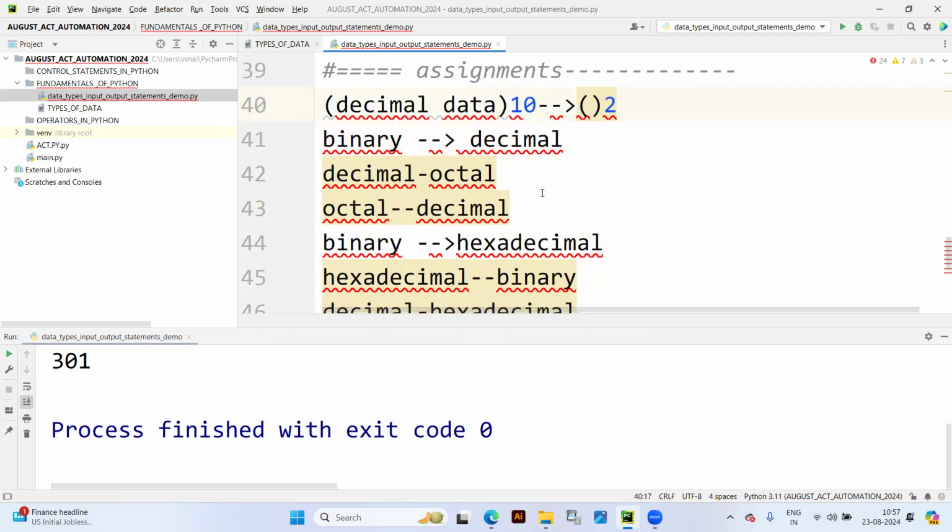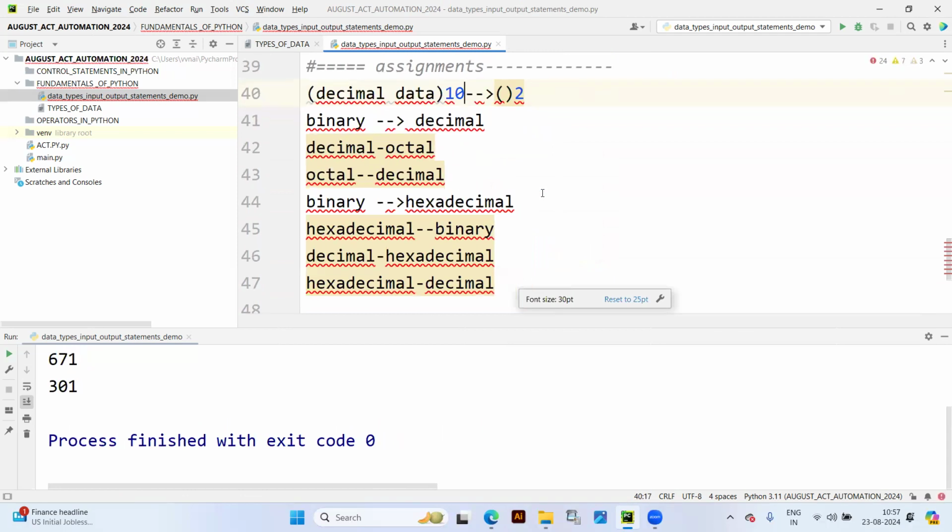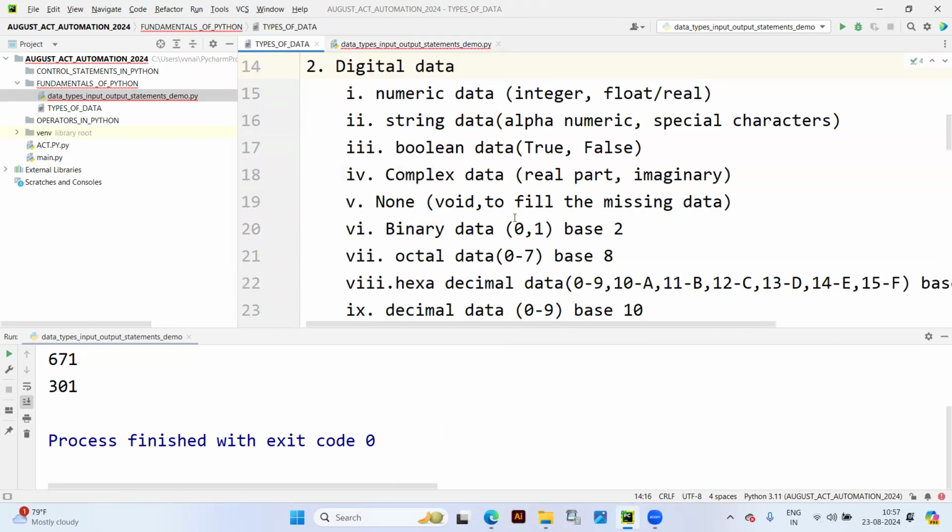1, 2, totally 8 times. I need all 8 possibilities. You need to take one example and show me. So with this, all types of data have been completed. Yes or no? You just go up, you can see, you just come to the theory. Numeric, string, boolean, complex, binary, octal, decimal, and hexadecimal. All 9 categories of data we have seen, and unlocked data also we have seen.